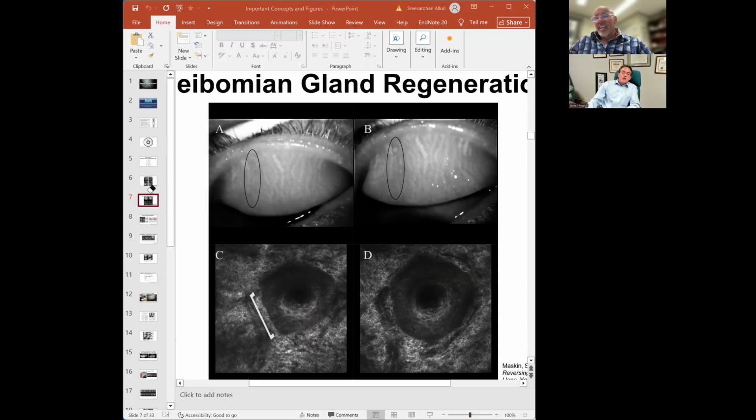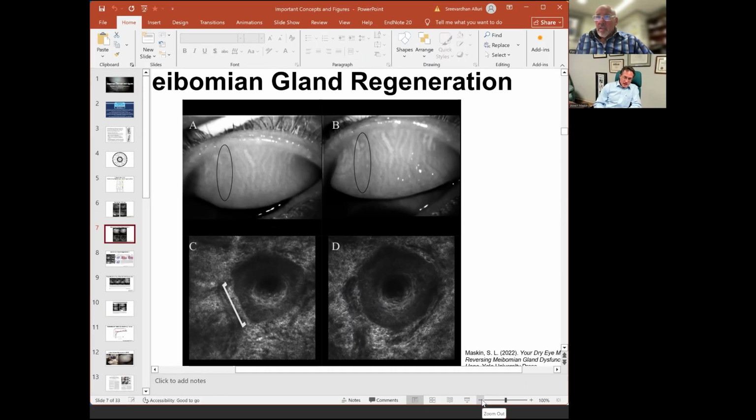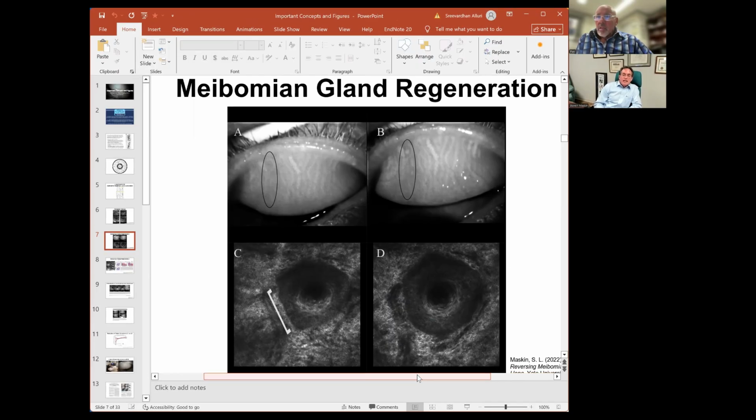Thank you, Claire. So this A and B shows the effect of probing on increasing growth of meibomian gland tissue. This is from a retrospective study we published in 2018. In 40% of lids that have been probed with MGD, we find increased gland tissue. And this is one example. Inside that oval, you can see increased gland tissue.